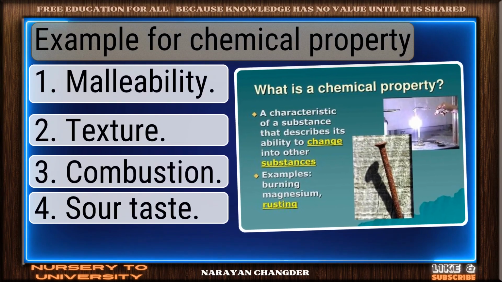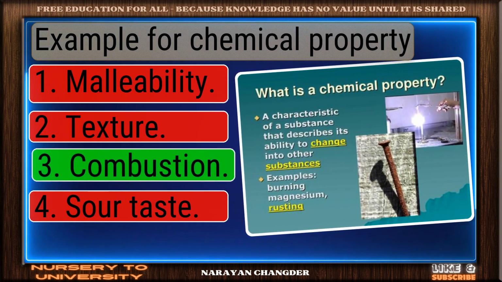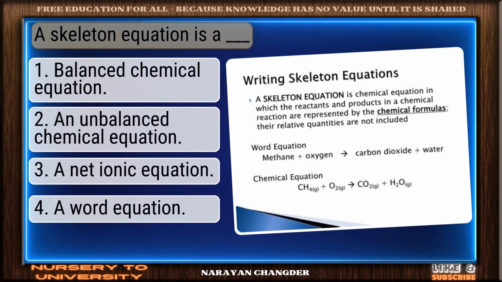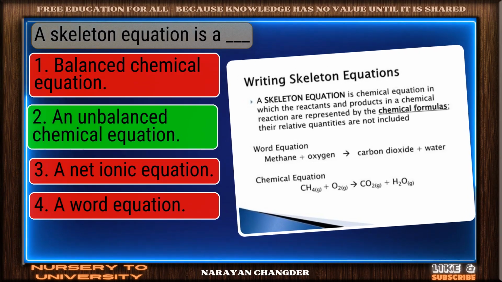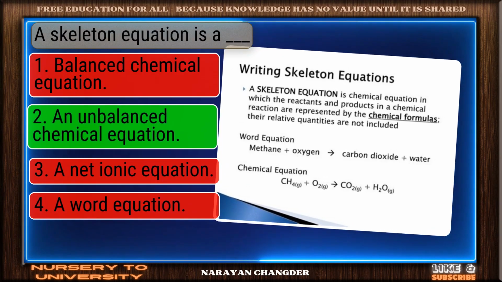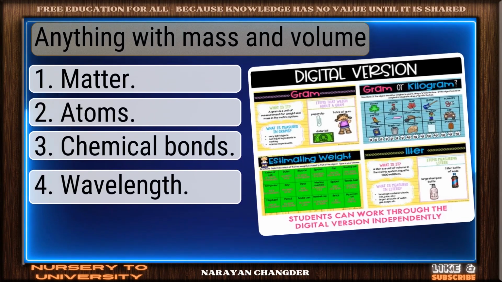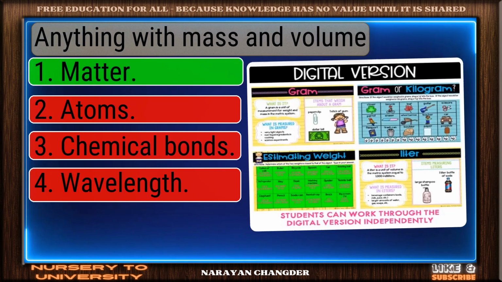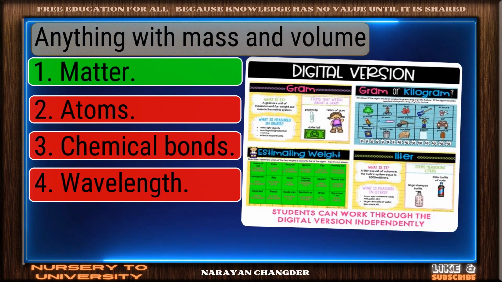Example for chemical property. Perfect. Combustion is the correct choice. A skeleton equation is a dash. You're right. An unbalanced chemical equation is the correct answer. Anything with mass and volume. Exactly. Matter makes sense, and it is the right choice.